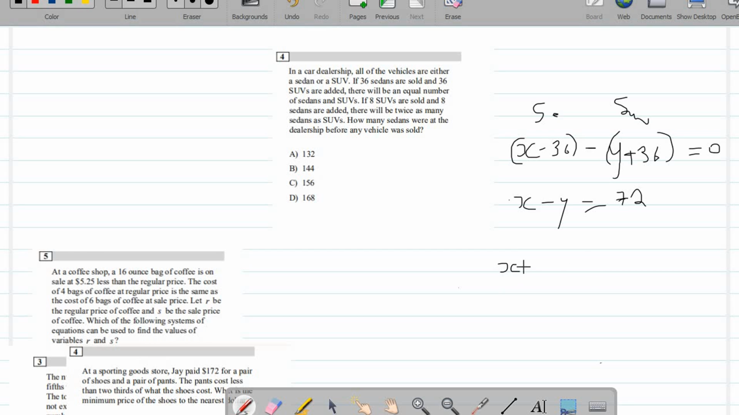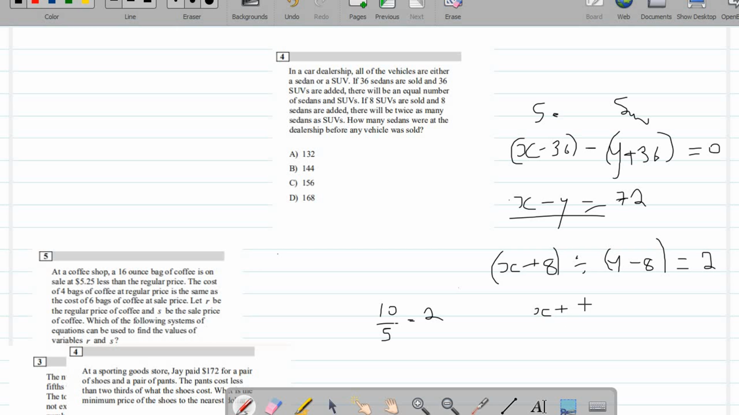So 8 sedans are added, so you're adding X plus 8 here, and 8 SUVs are sold, so you're having Y minus 8. That means, if something is twice, let's say 10 is twice 5, how do you know that 10 is twice 5? If you divide 10 by 5, that's when you know it's 2. So if I divide X plus 8 by Y minus 8, then I will have 2 as the answer. So let's keep it balanced.